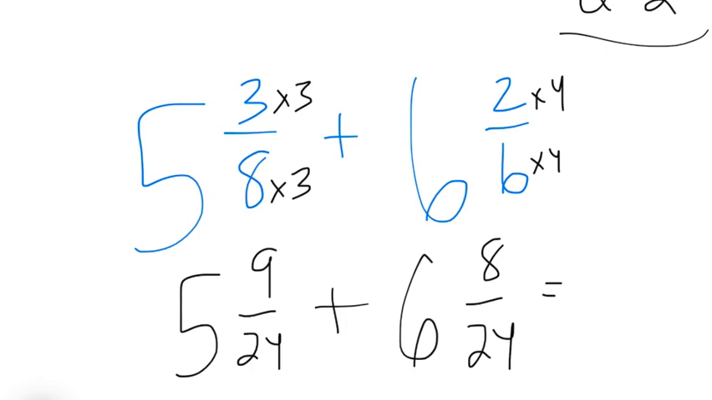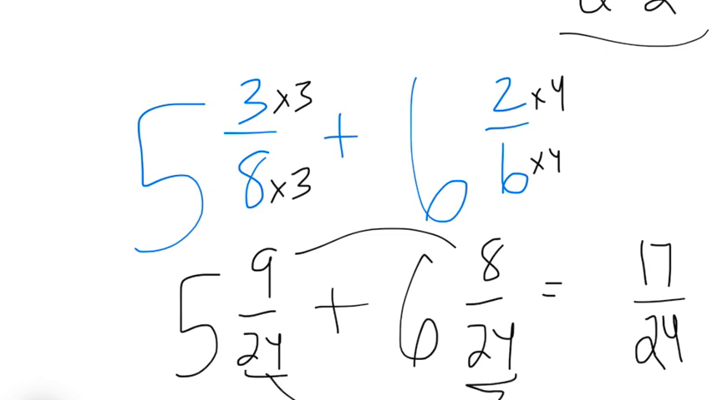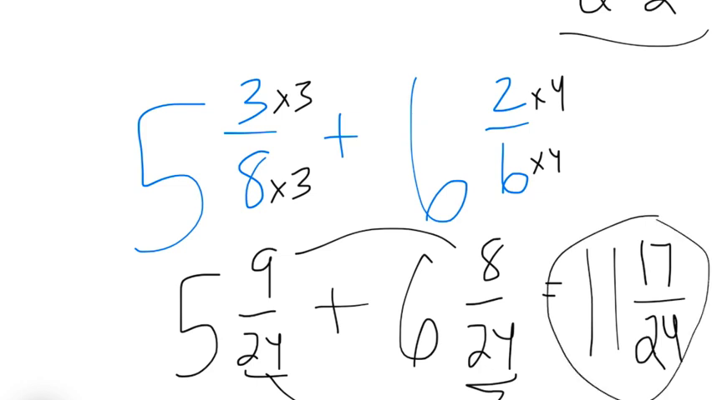So now can I? Yes. Why? Because my denominators are the same. So now I can go ahead and add. I like to start with my numerators. 9 plus 8 is 17. 24 stays the same. I do not add those. Again, a big common mistake we've been having is students adding these together, and that will make the answer wrong. All right, and then I finish up by doing 5 plus 6, which is 11, and there is my final answer for that one.